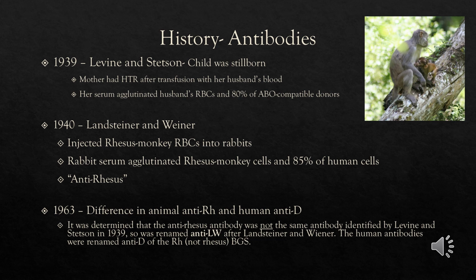Around the same time, Landsteiner and Wiener were performing experiments by injecting monkey cells into rabbits. They found the rabbits' serum agglutinated not only monkey cells, but also 85% of human RBCs. They called this anti-rhesus antibody after the monkey. It wasn't until 1962 that it was determined by Levine that Levine and Stetson's antibody was not the same as Landsteiner and Wiener's. The human antibody was finally named anti-D, and the rabbit antibody was named anti-LW after the scientist.